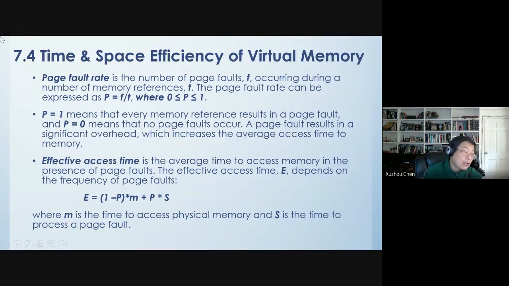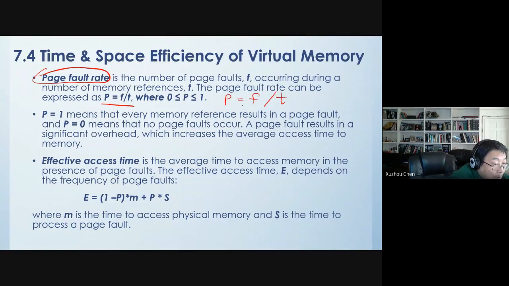Now, let's talk a little bit more about the time and space efficiency of virtual memory. First, one thing we want to check is called the page fault rate. Page fault rate is defined as P equals F divided by T, where T is the number of memory references and F is the number of page faults.